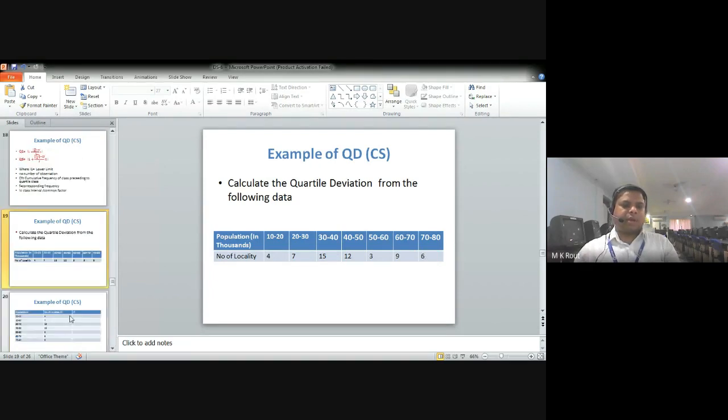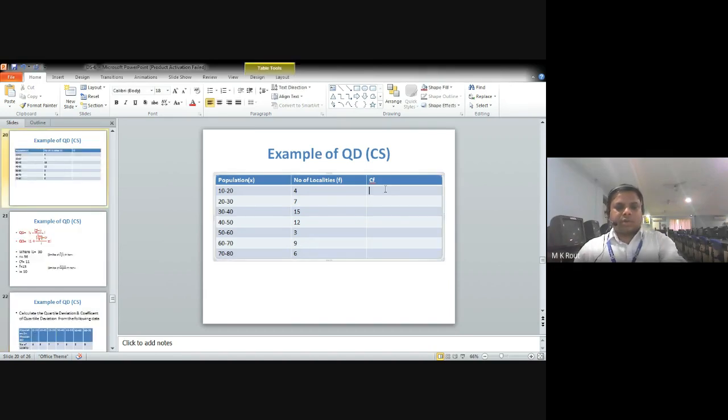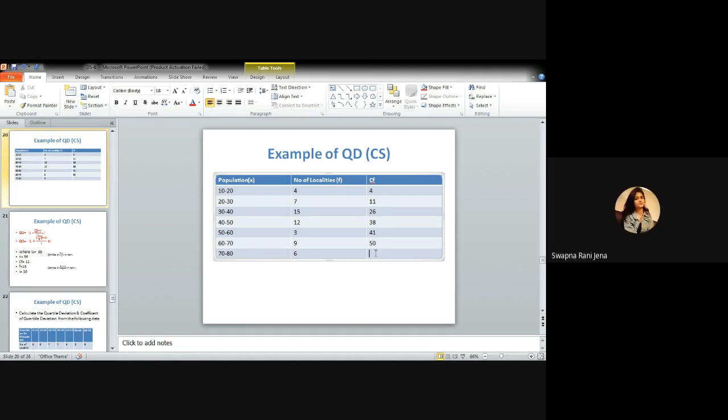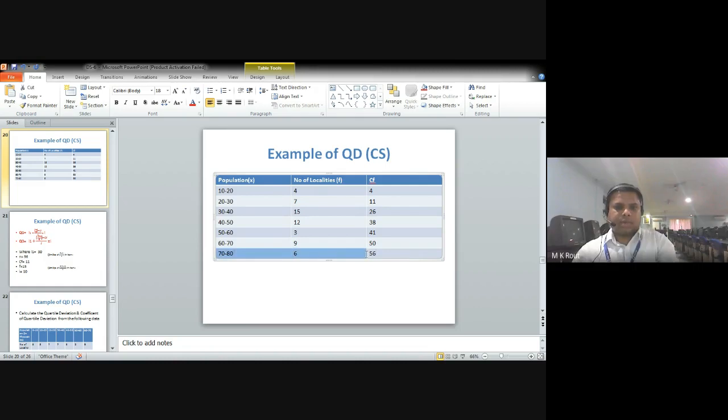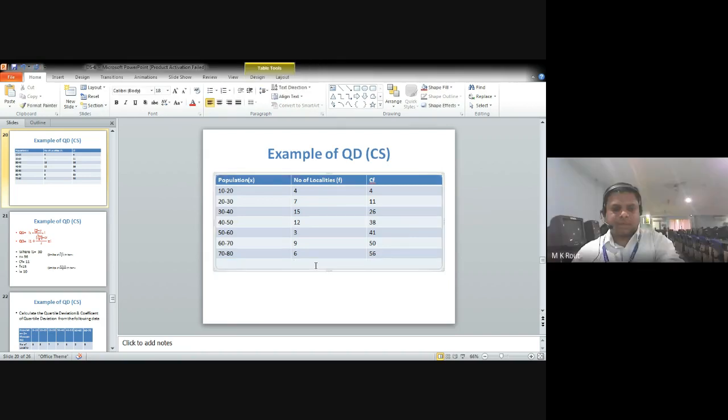First, you have to make a table like this and arrange the x variable for population, starting from 10 to 20, the last one being 70 to 80, with the respective frequencies. Then go for the calculation of cumulative frequencies: 4 plus 7 is 11, 11 plus 15 is 26, the next one is 38, the next is 41, then 50, and the last one is 56. So what is the value of n here? 56. Okay.